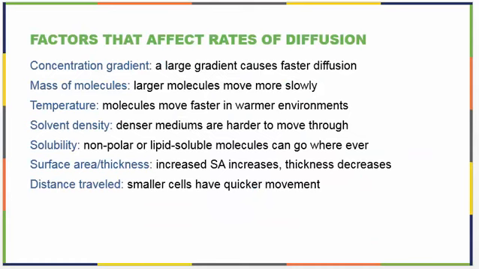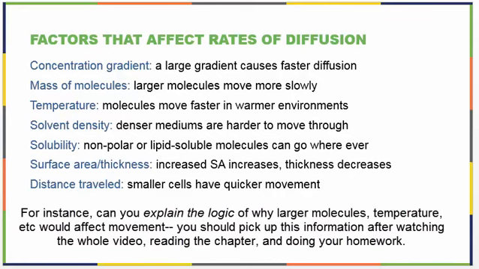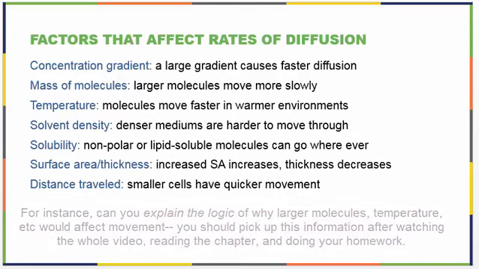So the 7 factors that affect diffusion are the concentration gradient, the mass of the molecules, the temperature, the solvent density, solubility, surface area and thickness, and the distance traveled. I don't expect you to memorize that there are 7 factors that affect diffusion. You should know, however, how each one of these things does affect diffusion. I'll leave you to write this down.